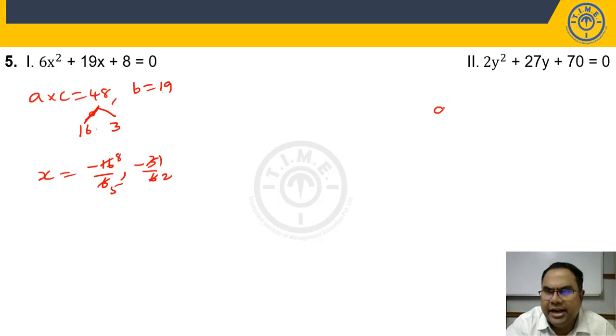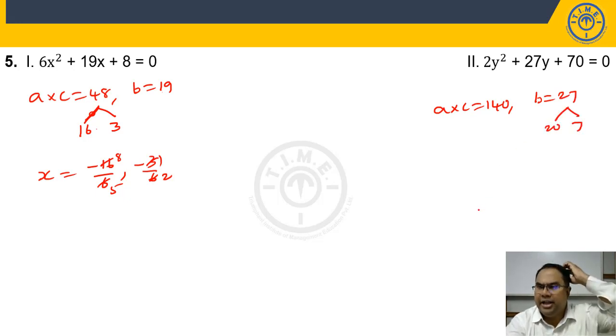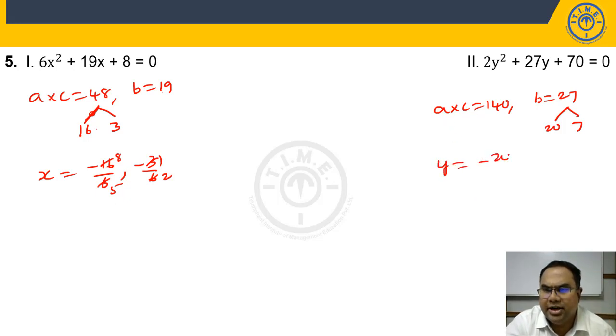What about here? What is A into C? 140. What is my B value? 27. So write it as sum of two numbers, 20 and 7. 20 into 7 is 140. 20 plus 7 is 27. Roots will change the sign. Minus 20, minus 7. So y is equal to minus 20 by 2, comma, minus 7 by 2. So minus 10, comma, minus 3.5.